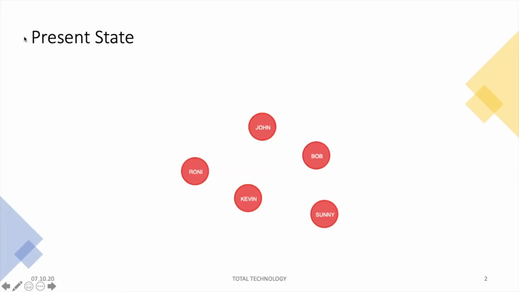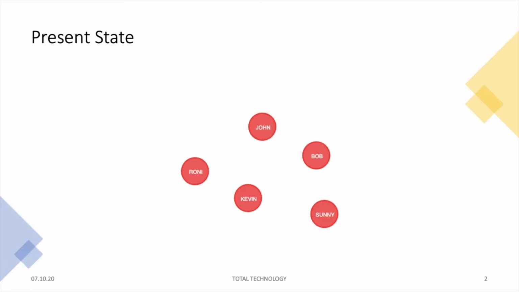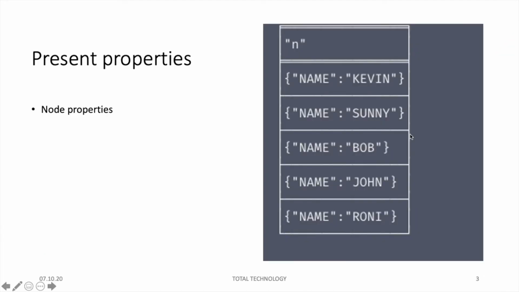We have these 5 nodes. The type of the nodes, or the label, will be Student, and the students have these names: Ronnie, John, Bob, Kevin and Sunny. Right now these nodes have only one property called name, with these values. Now what we are trying to achieve is to add a new property. This is the graphical representation, and this is the text format. I'll explain this from the Neo4j browser as well.